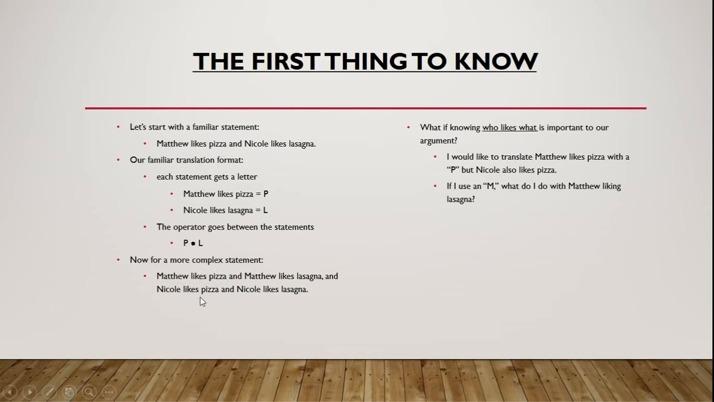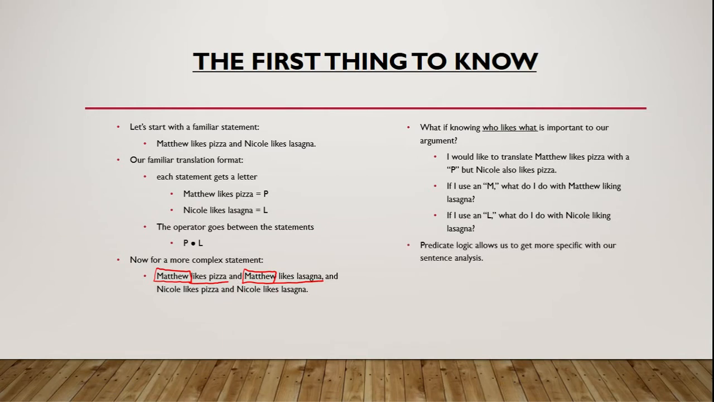If I use an M, what do I do with Matthew liking lasagna? So if we said, well, let's make it an M for Matthew liking the pizza as opposed to Nicole liking pizza, but then we have this Matthew liking lasagna as well. And then if we use an L for lasagna, well, what about, again, Nicole liking lasagna? We already kind of brought that issue up. So it gets a little cumbersome here if we want to be really specific with what's going on in our statements. Predicate logic allows us to get more specific with our sentence analysis.